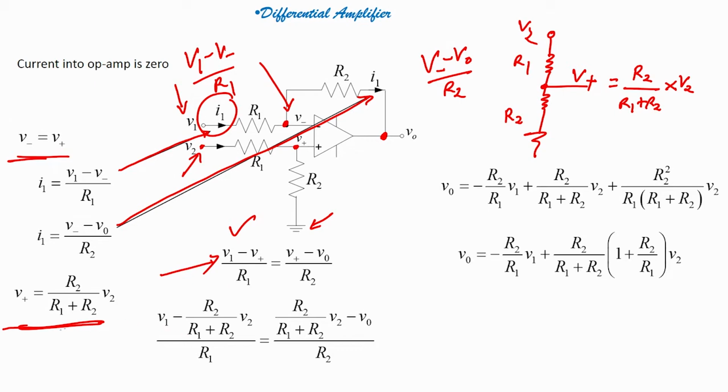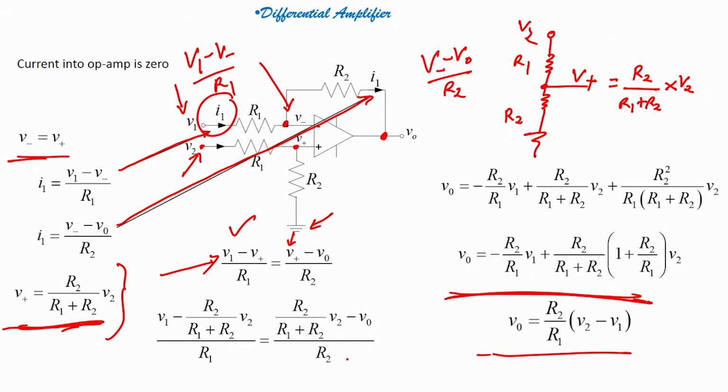What will I write? V1 minus this value, divided by R1, equals the expression with R2 in it, substituting again in this place. If I solve the complete equation, I will find that VO equals minus R2 by R1 into V1 plus R2 by R1 plus R2 into 1 plus R2 by R1 into V2. Solving further, my output voltage will be nothing but R2 by R1 into V2 minus V1.